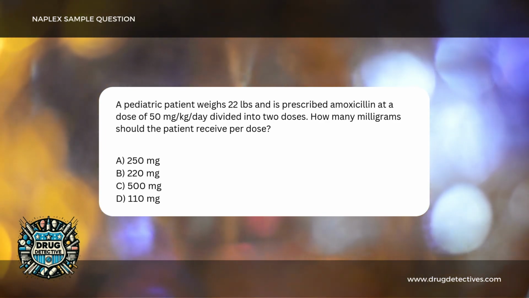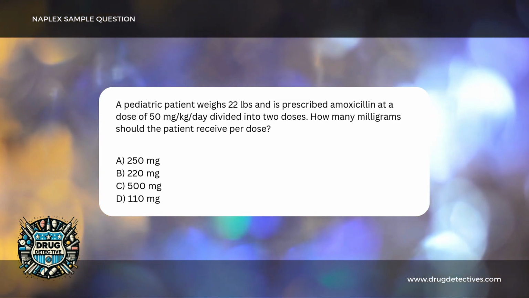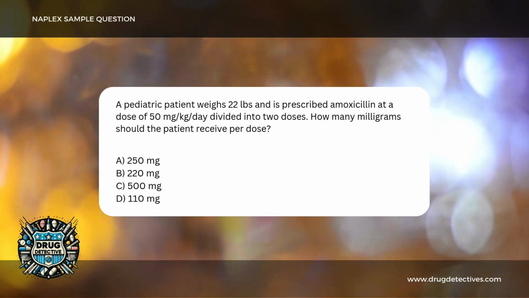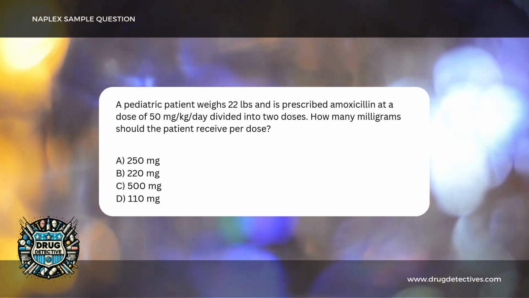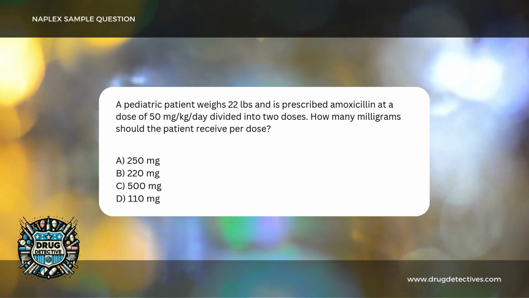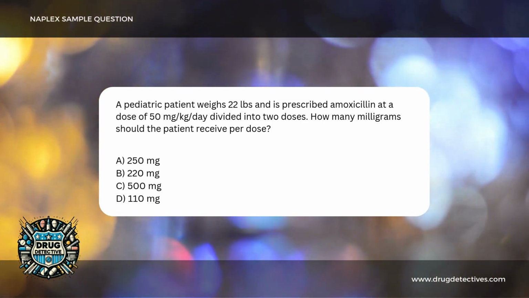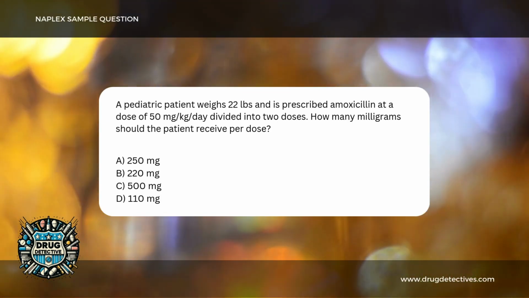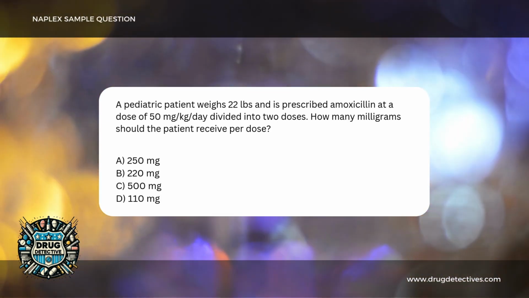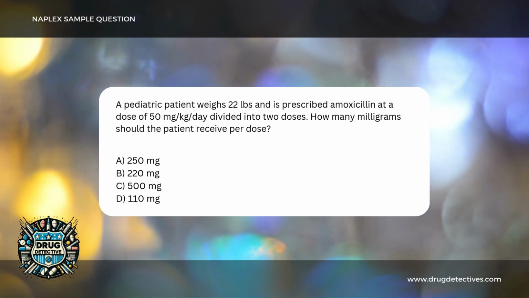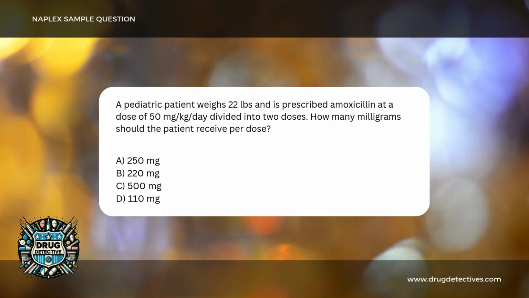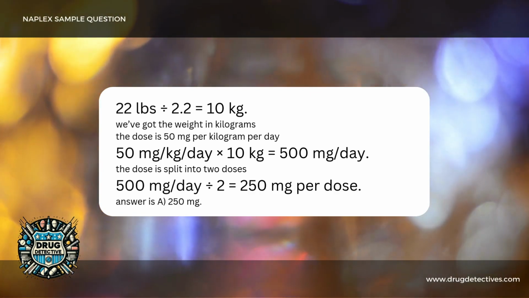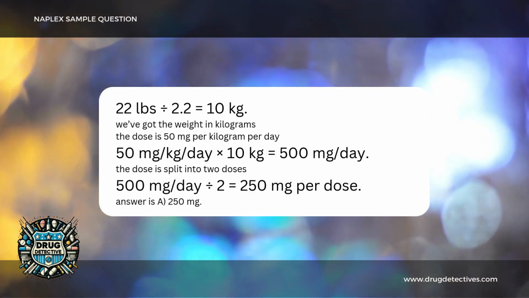All right, here's a classic weight-based dosing question. A pediatric patient weighs 22 pounds and is prescribed amoxicillin at a dose of 50 milligrams per kilogram per day, divided into 2 doses. How many milligrams should the patient receive per dose? So first things first, whenever you see a weight in pounds, you know the NAPLEX is sneaking in a conversion. Let's convert this weight from pounds to kilograms.